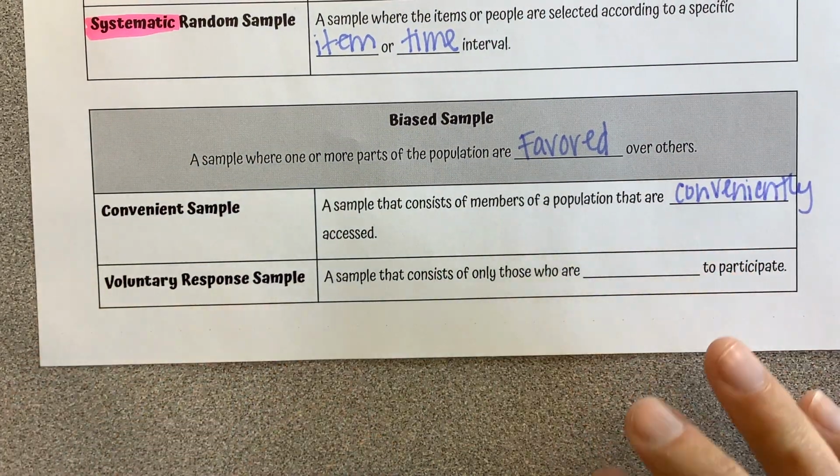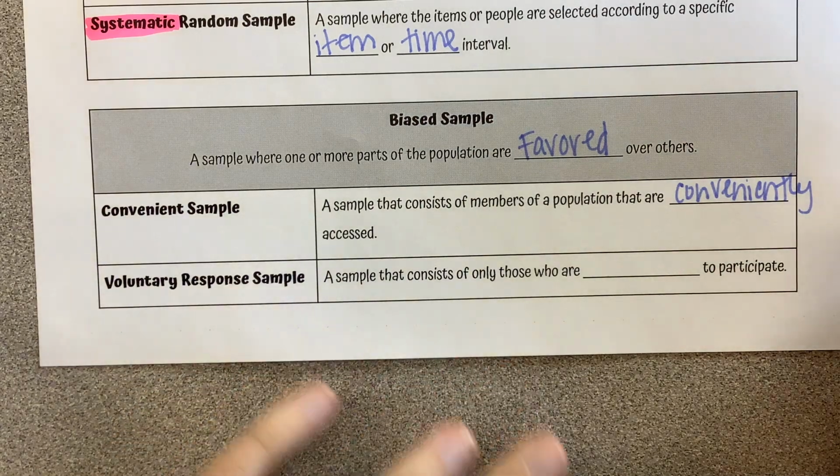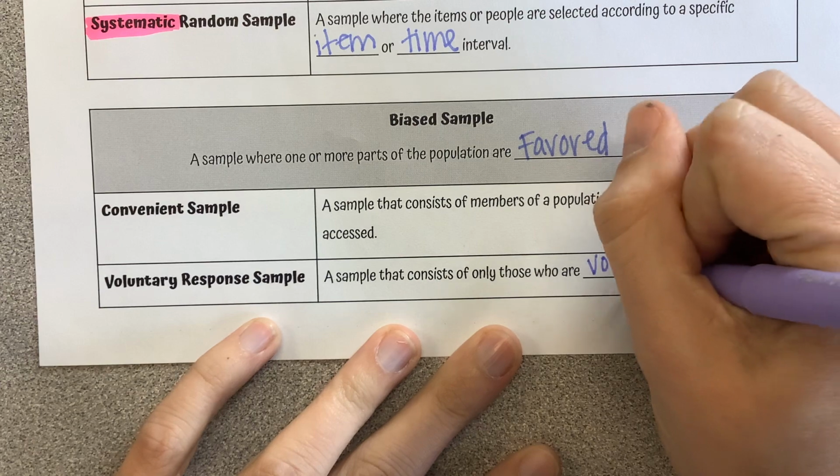So I'm not trying to make sure that I get a good representation in the group. I'm just like, oh, these items or these people are close to me. That's who I'm going to ask to get the information. And then a voluntary response sample is a sample that consists of only those who volunteer to participate.